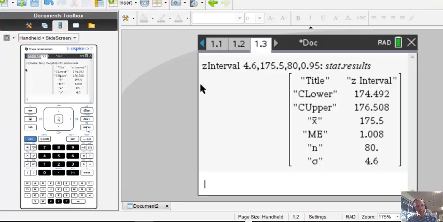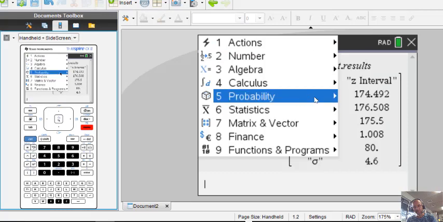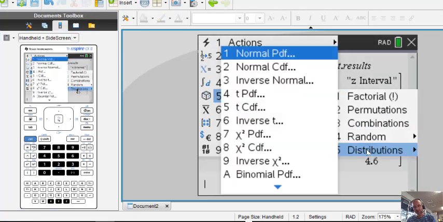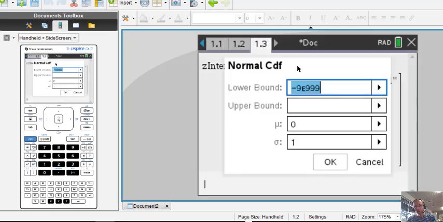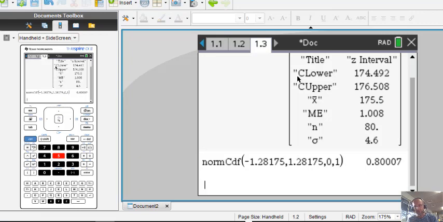So we go in and we hit menu, and it doesn't matter whether we hit statistics or probability. I'm going to hit probability, distributions. We're looking for normal CDF based on your previous work, and our lower boundary was negative 1.28175. Upper limit is the positive of that, the polar opposite. And it's a standard distribution, so we leave mu 0 and sigma 1. Alright, standardized. Now we come out as 0.80007.